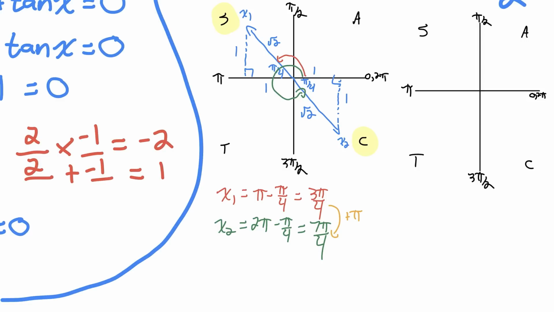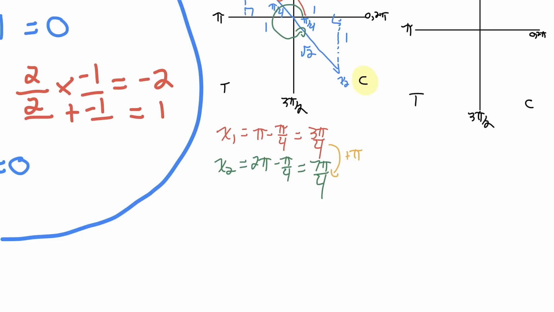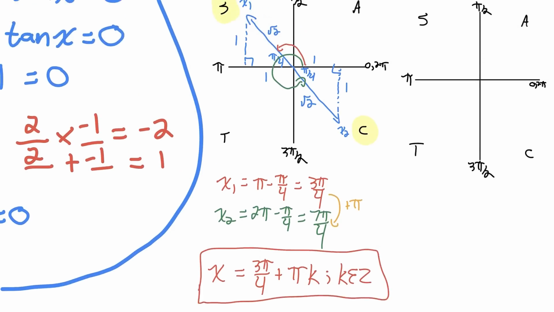So I could summarize both of those answers together. I could just say x equals 3 pi over 4 plus pi k, add pi as many times as you want, as long as k is an integer value.